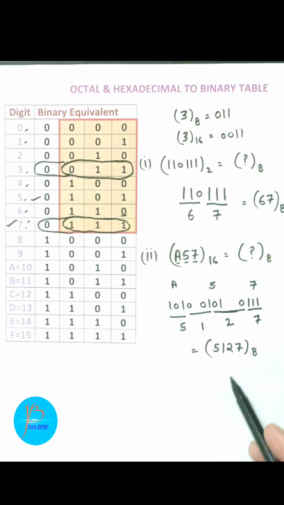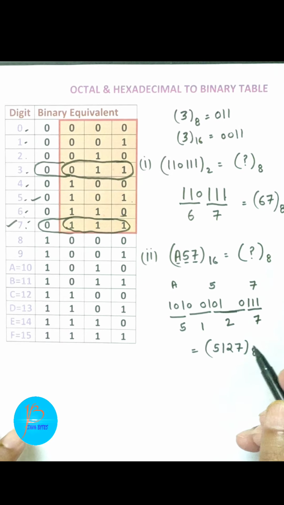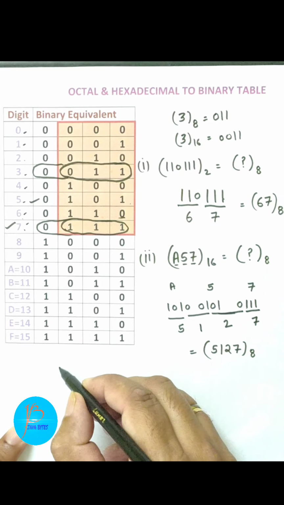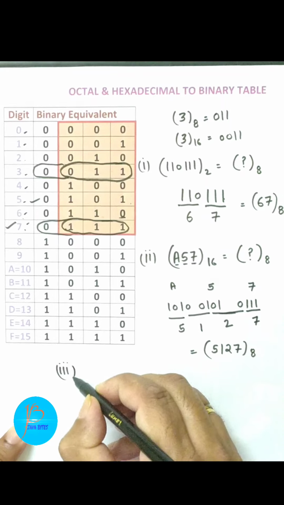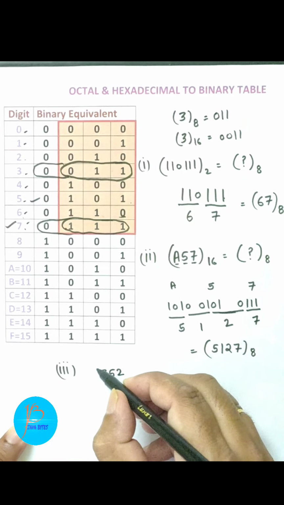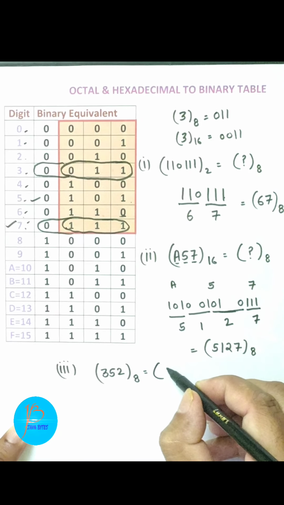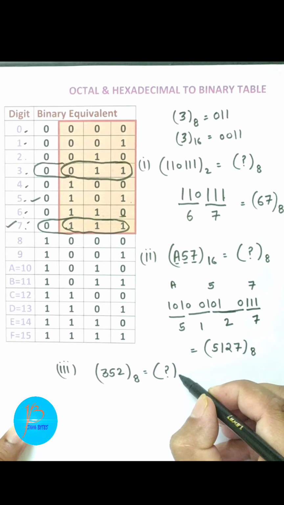Okay, the same answer we got here also. And now finally we can look at the third example for today. In the third example, children, what was asked? A number was given, 352. 352 was given in octal and we were asked to find its binary equivalent.